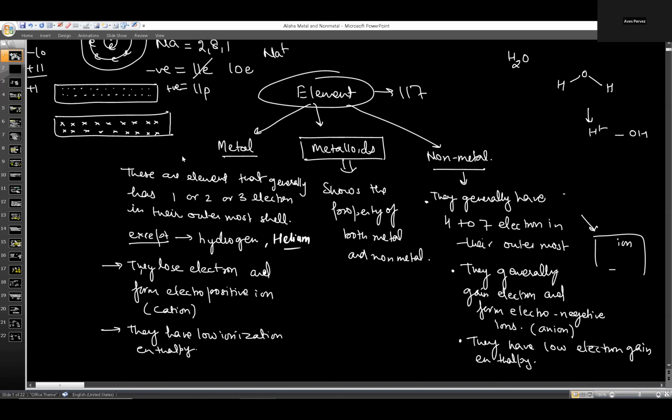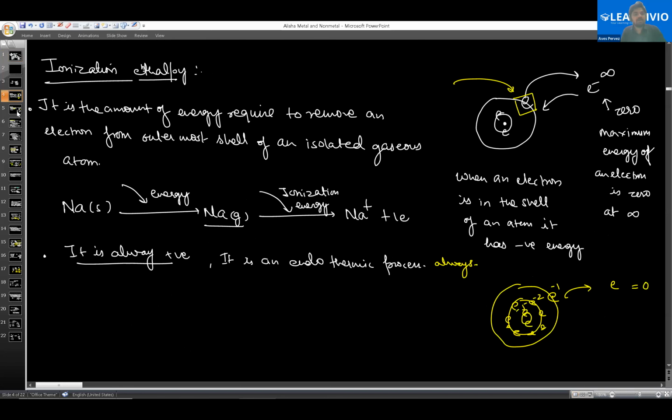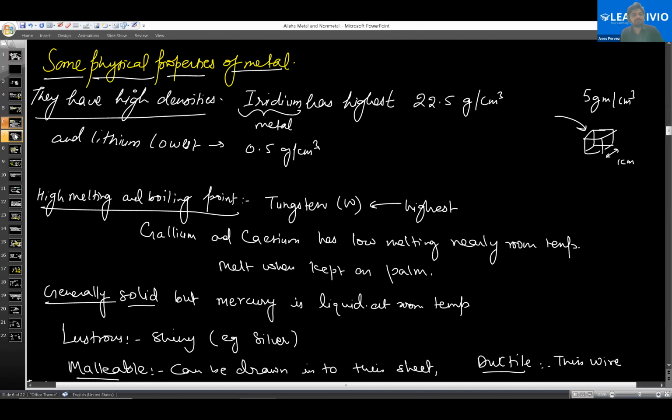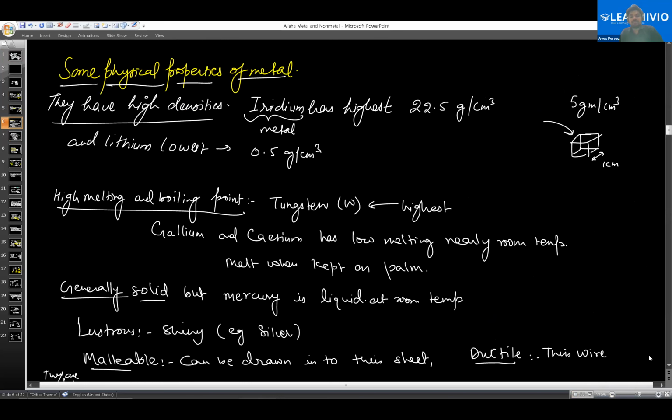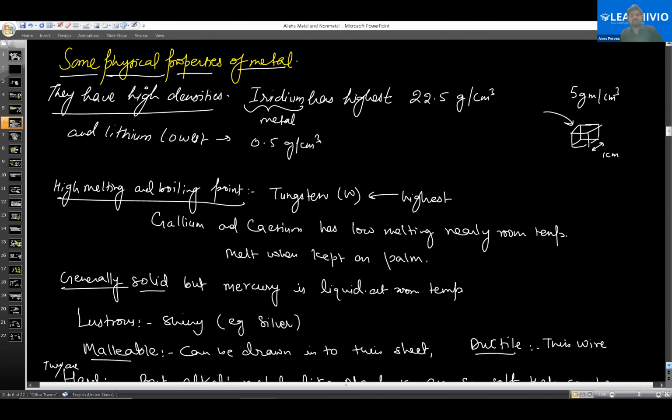Let's move further. Now, as you know, on the basis of their physical properties, we have done this one already. But if you have not, just revise this one, then we're going to discuss the questions on it. Metals have high melting and boiling points. There is an exception here. What is that exception? There are some metals that have very low melting and boiling points, like gallium and cesium. If you keep them on the palm, they can easily melt.